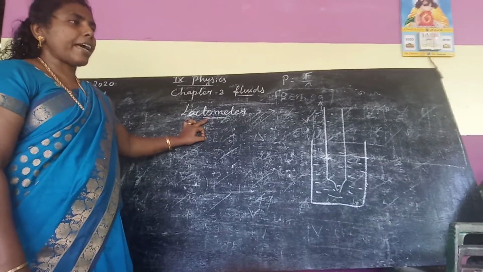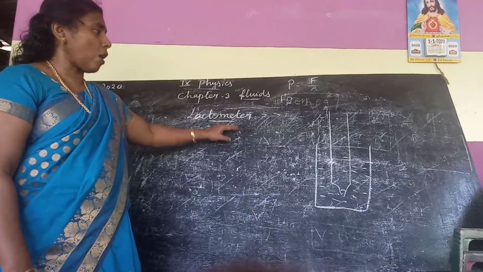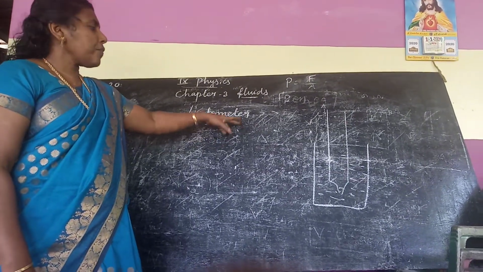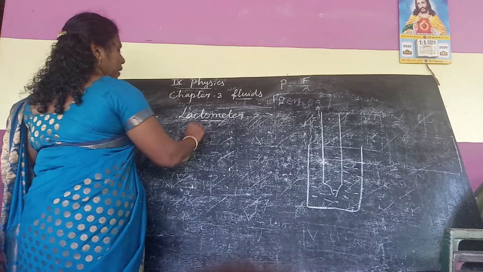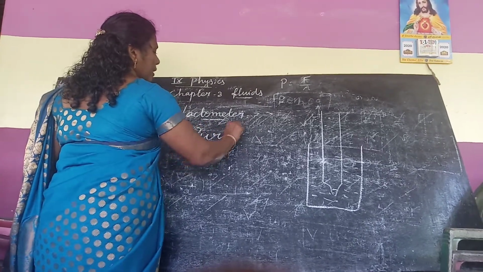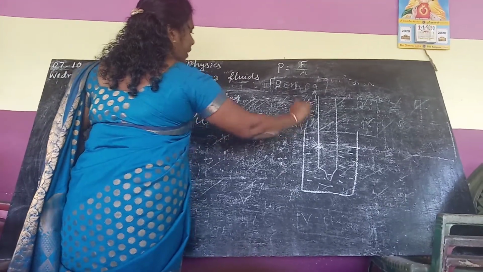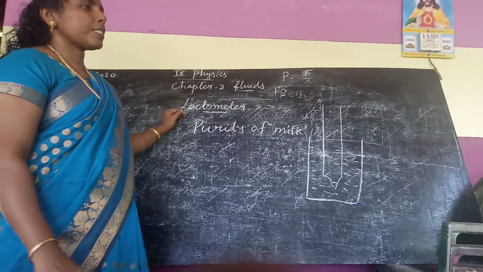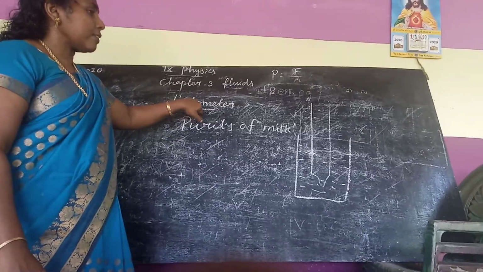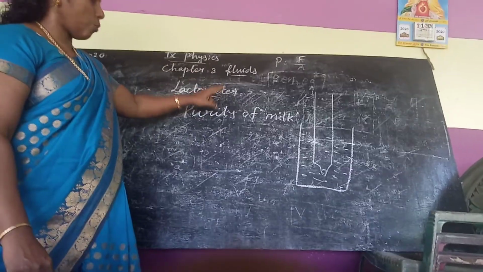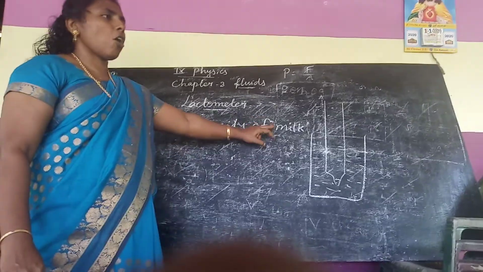Next one is the lactometer. The lactometer is one form of hydrometer. Why are we using this lactometer? To find the purity of milk. Hydrometer, why do we use a hydrometer? To find the relative density of a liquid. The lactometer is one form of hydrometer, and the lactometer is used to find the purity of milk.